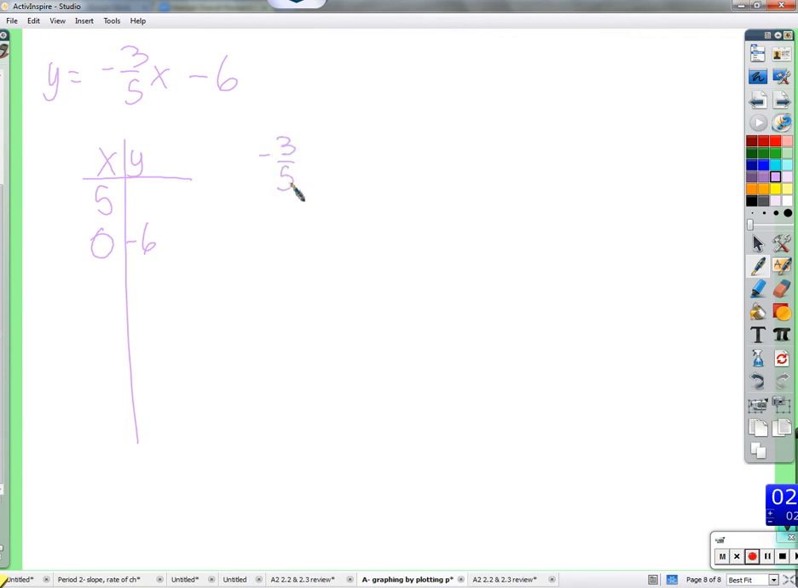Negative 3/5 times 5 over 1, minus 6. Cross cancel when I'm multiplying. Negative 3 minus 6. So I'm just going to take negative 6, subtract 3, so negative 9.